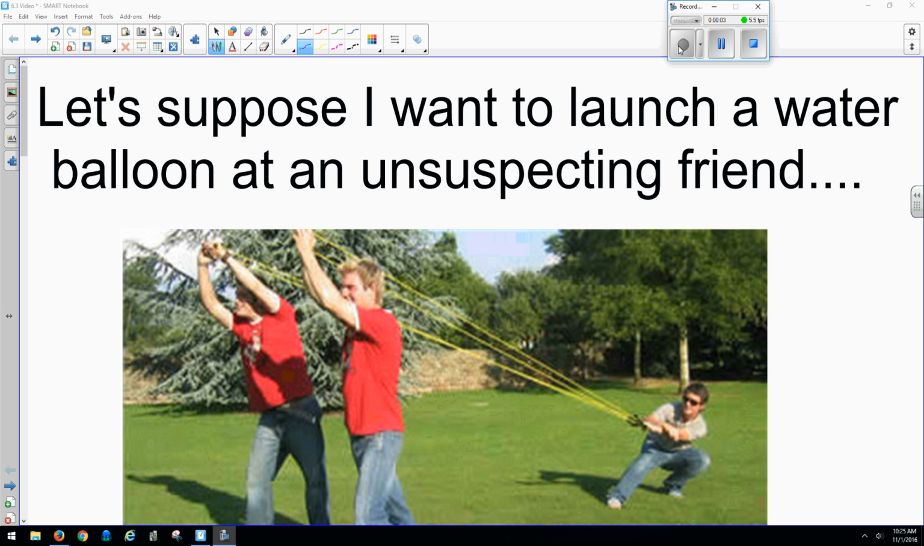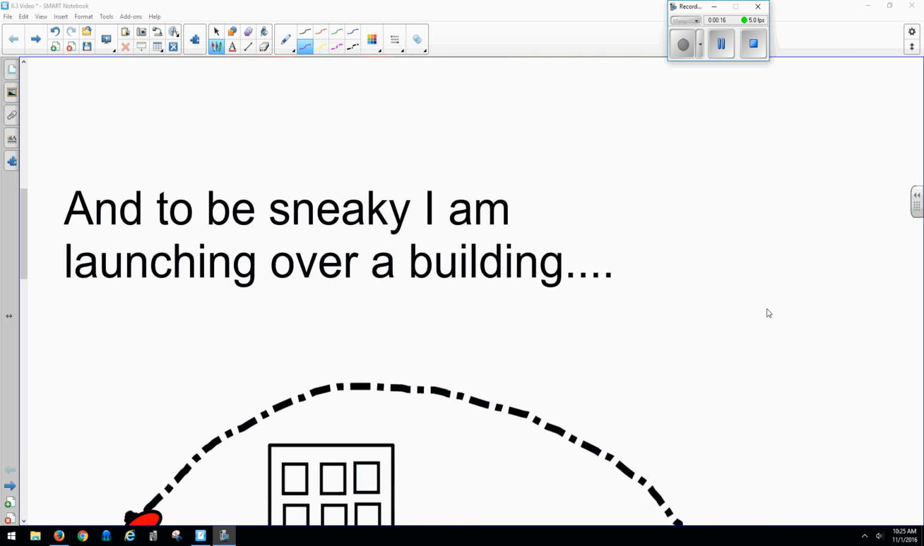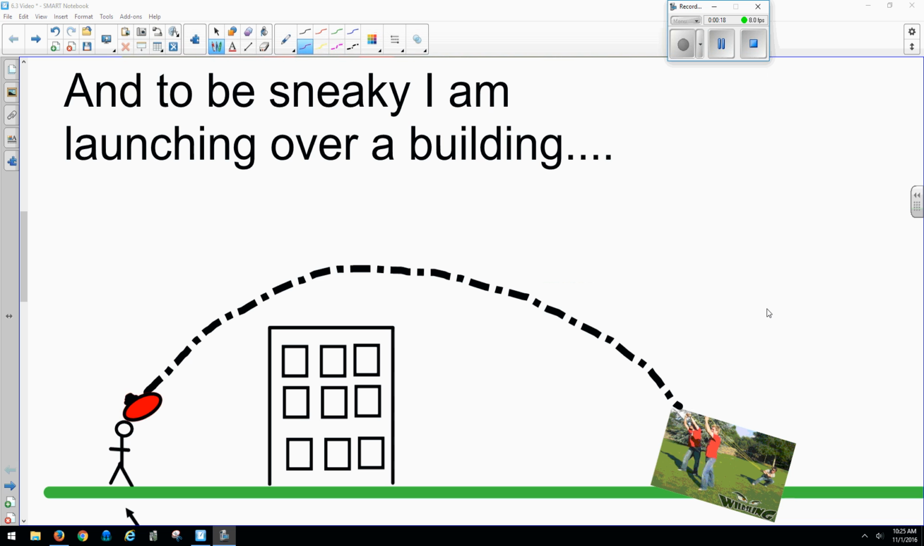Now we're going to be getting into chapter 6, and I'm going to start by showing you something that Mr. Harding came up with. It's kind of funny. So let's say you're trying to launch a water balloon at an unsuspecting friend, but just to be sneaky, we're going to launch it over a building.